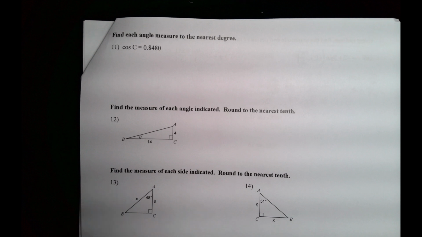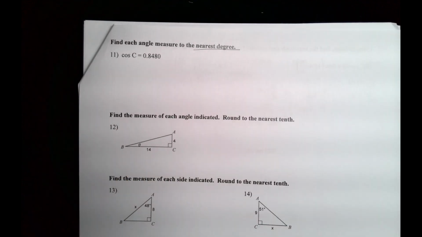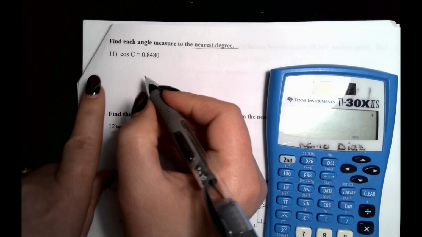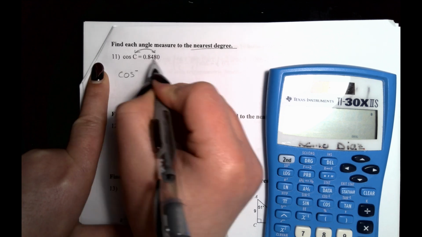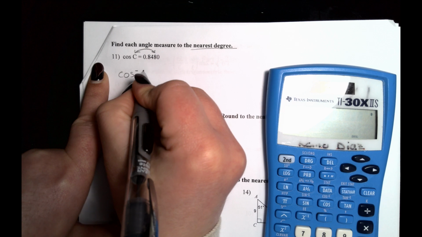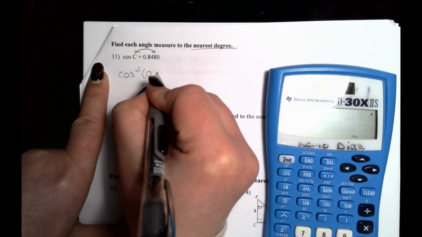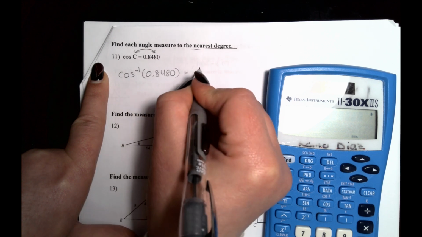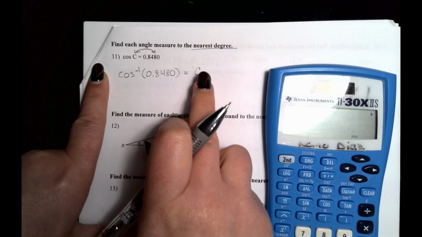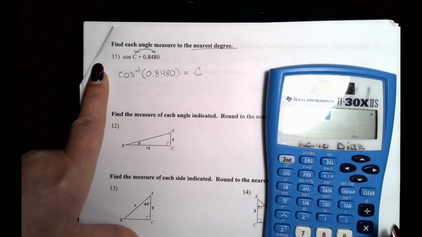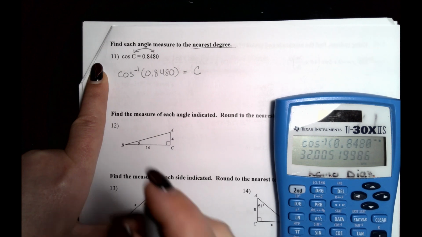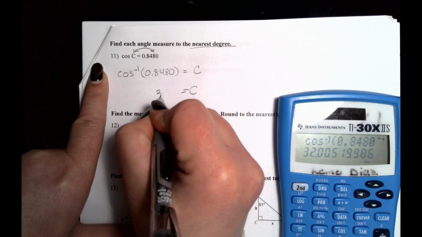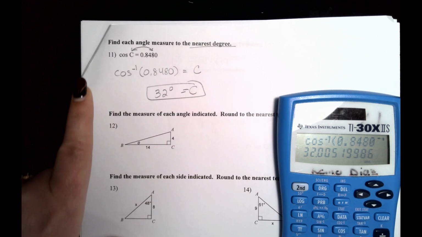Find each angle measure to the nearest degree, exactly what we just did a few moments ago. This is a setup already done for you, so take the inverse. Inverse of cosine, which switches the input and output. Input is now 0.8480, and theta is our output. This is our angle measure. Second, cosine is our inverse of cosine, 0.8480. Close it, enter, and I got 32 degrees as my angle measure.